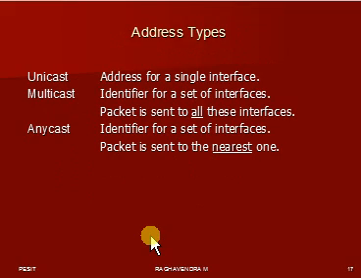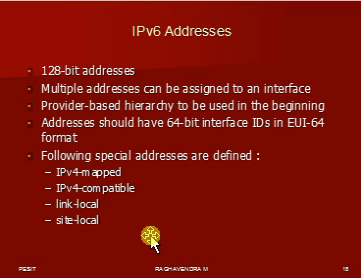And the address types of IP version 6: unicast, meaning an address for a single interface. Multicast means an identifier for a set of interfaces, and the packet is sent to all these interfaces. Anycast means an identifier for a set of interfaces, and the packet is sent to the nearest one. That is the difference between these. For IPv6 addresses, the address field is a 128-bit address. Multiple addresses can be assigned to an interface.